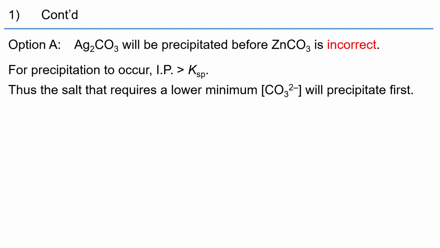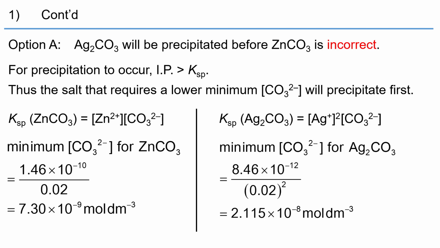So the concept here is this. For precipitation to occur, your IP, your ionic product, must be greater than your Ksp. Then precipitation will occur. So the salt that requires a lower minimum concentration of carbonate will be the one to precipitate first.